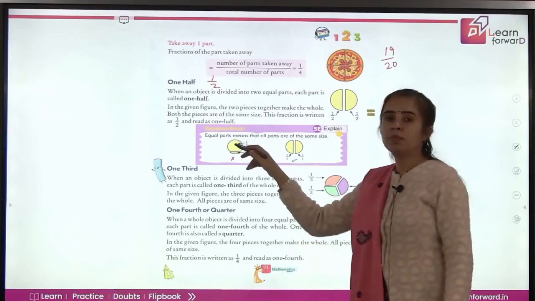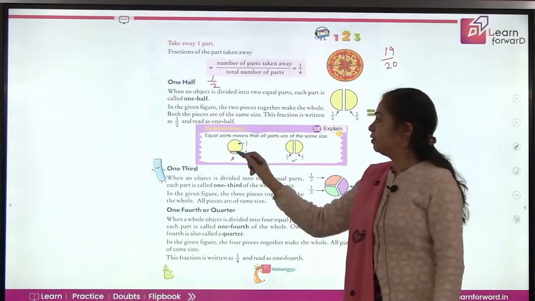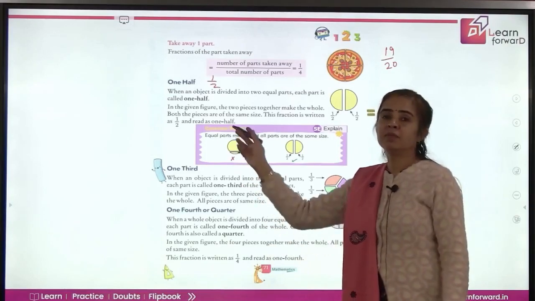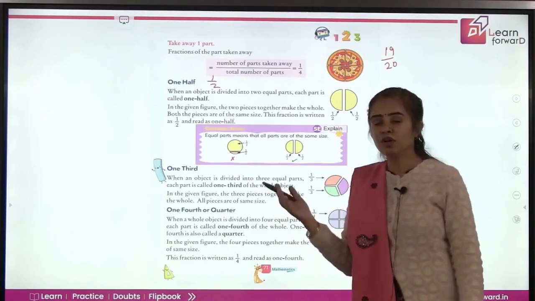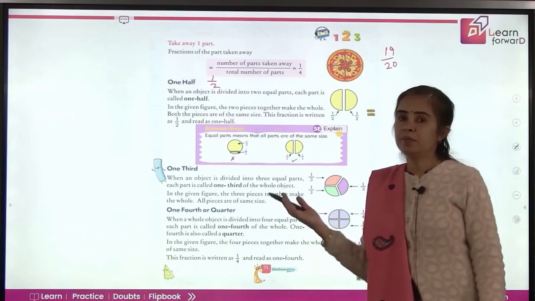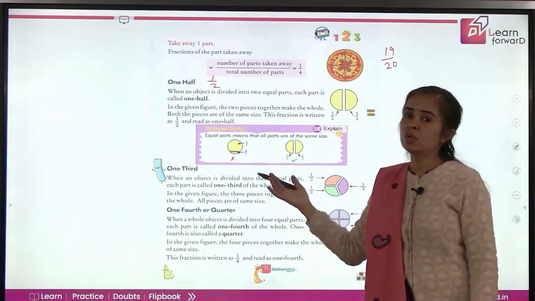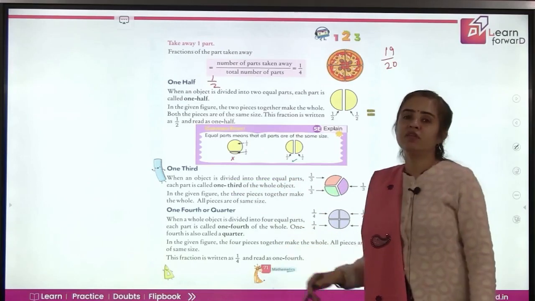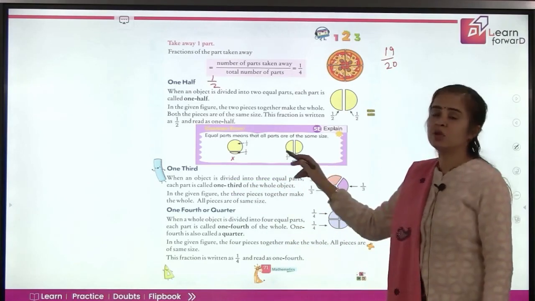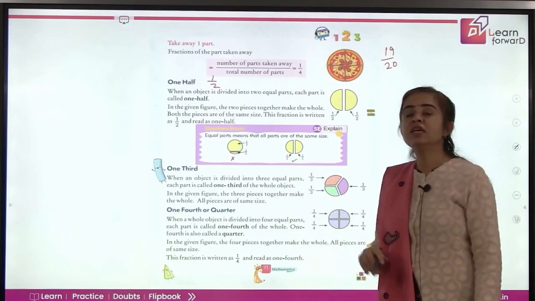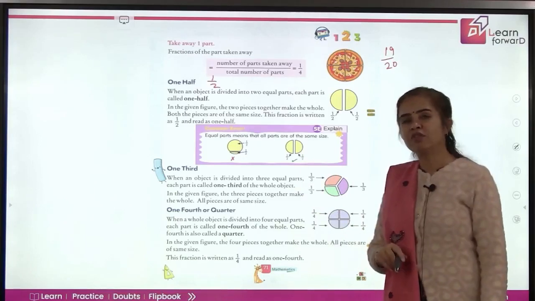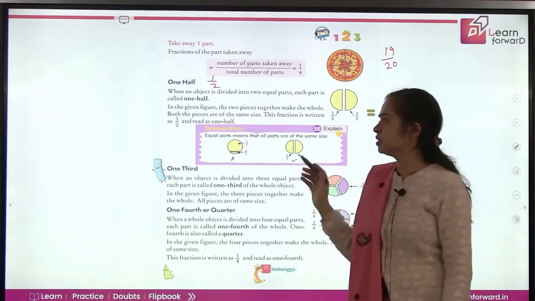Suppose this is your pizza and you say, I'll give this share to my friend, I'll keep this one with myself. So will your friend agree? Will it be equal? No, it's not equal sharing. So we cannot say you are giving half. And in this case, because the two parts are equal, we say each one of you is getting half of the pizza. So please remember, this is very important.